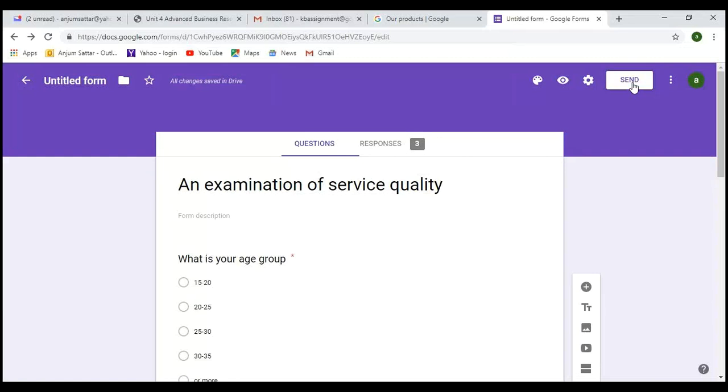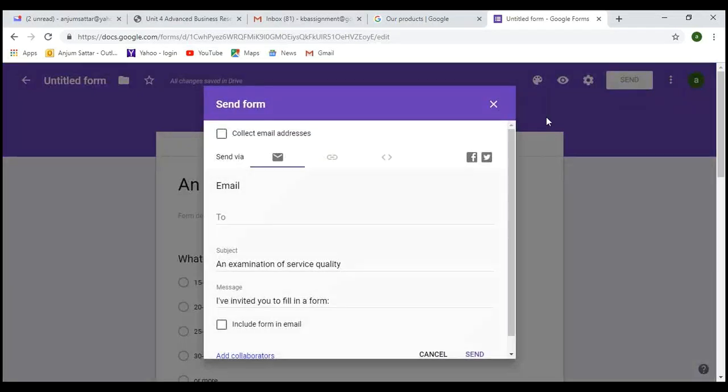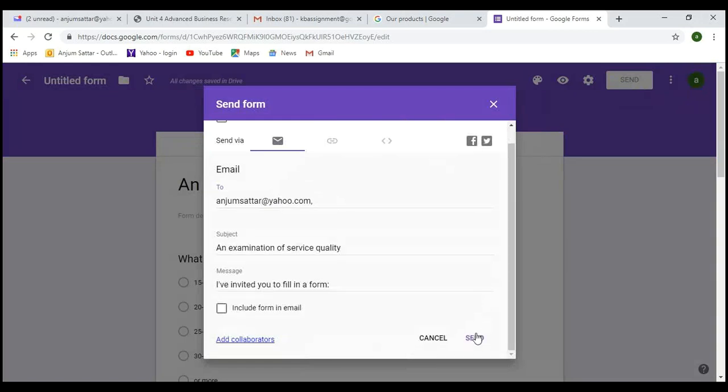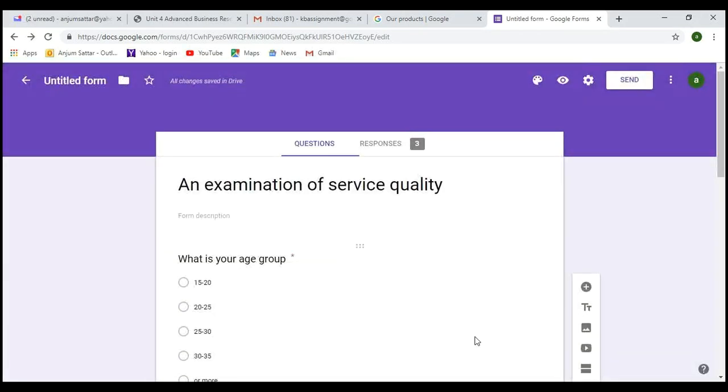So when I finish all, if I click here, send, yes? So click send, and you can send to anyone. Suppose you can, and it goes into their mailbox. And when they reply, when they fill in these questions, yes. Or you can, if you click here.